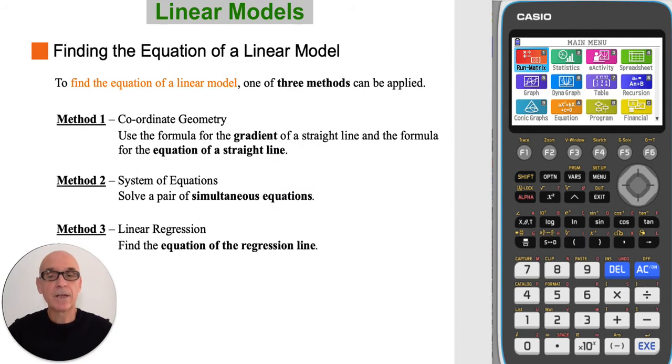To find the equation of a linear model, one of three methods can be applied. Method 1, coordinate geometry, will use the formula for the gradient of a straight line and the formula for the equation of a straight line. Method 2, system of equations, will solve a pair of simultaneous equations. And method 3, linear regression, will find the equation of the regression line.